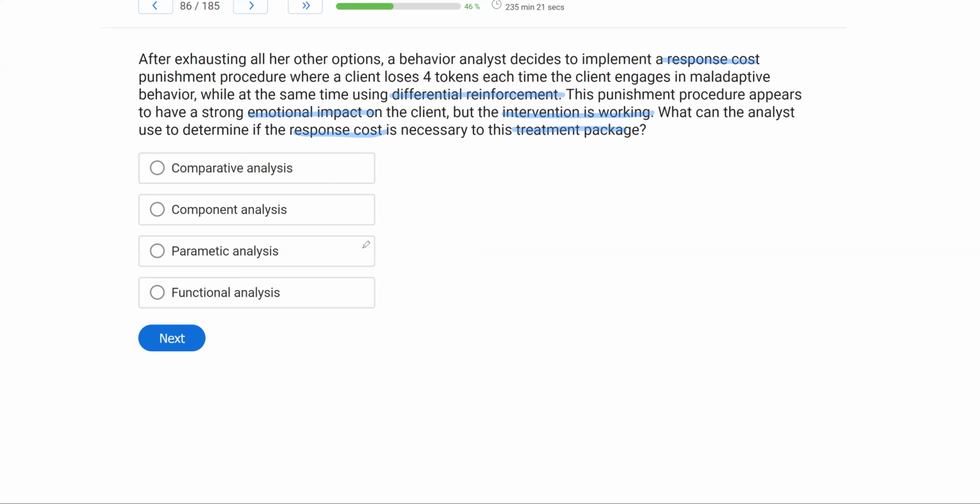With a parametric analysis, this is when you take a single intervention and you determine the dosage. How much of it or how little of it do we need? We're not looking at how much or how little. We're looking at, is the intervention even necessary? And then, of course, a functional analysis is not relevant here. We're not looking at the behavior. We're looking at the interventions. So if the analyst wants to determine if this response cost is necessary in the treatment package, they would use a component analysis and look at both the response cost and the differential reinforcement procedure.